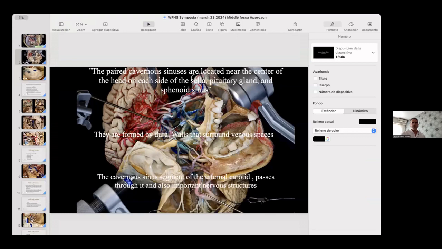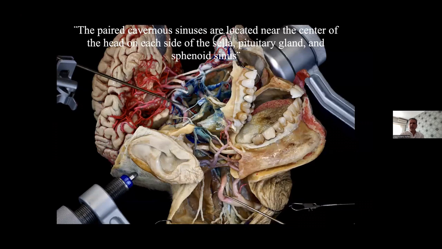So in the beginning, the paired cavernous sinuses, just to know the location, are located near the center of the head, on each side of the sella, pituitary gland and the sphenoid sinus. Like everybody knows, they are formed by dural walls that surround venous space or venous plexus. Two dural walls, one inside and one outside, one lateral or more medial wall of the cavernous sinus can be described. I will try to explain in a few minutes.